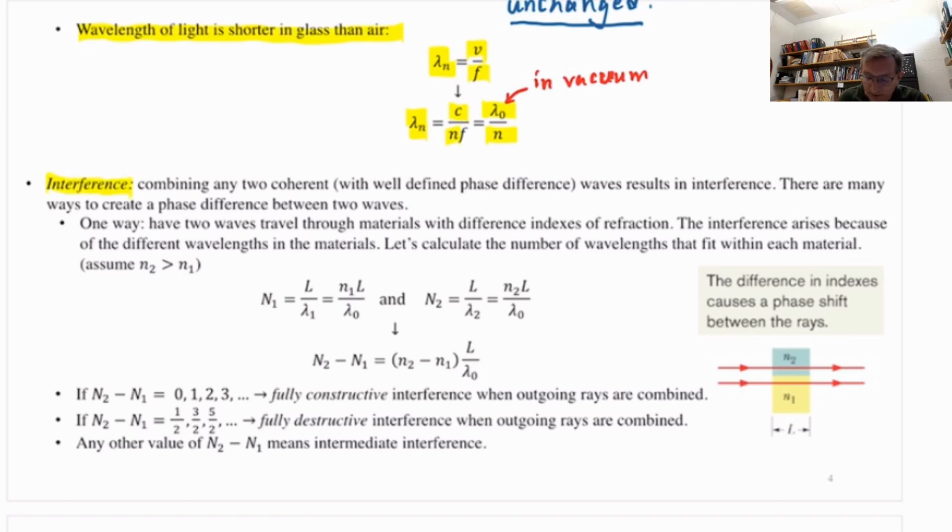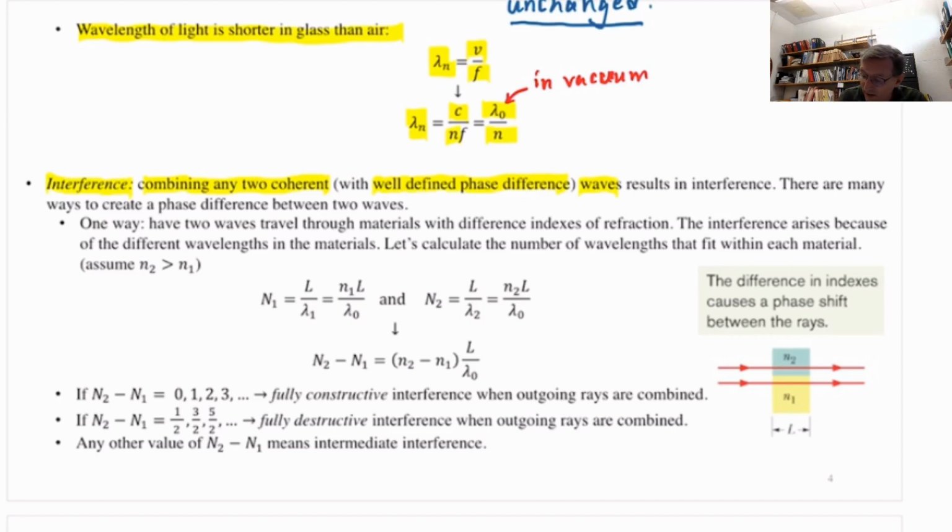So when we talk about interference of our light waves in this chapter, we're talking about combining any two what are said to be coherent waves. What do we mean by coherent? It means they have a well-defined phase difference between them. If I think of these waves as sinusoidal curves, oscillatory curves, then I've got two of them. If there's a well-defined phase difference between them, then I know how they're lined up with each other, and that's not changing as time goes by. So if we have any two coherent waves and we combine them, we can get interference.